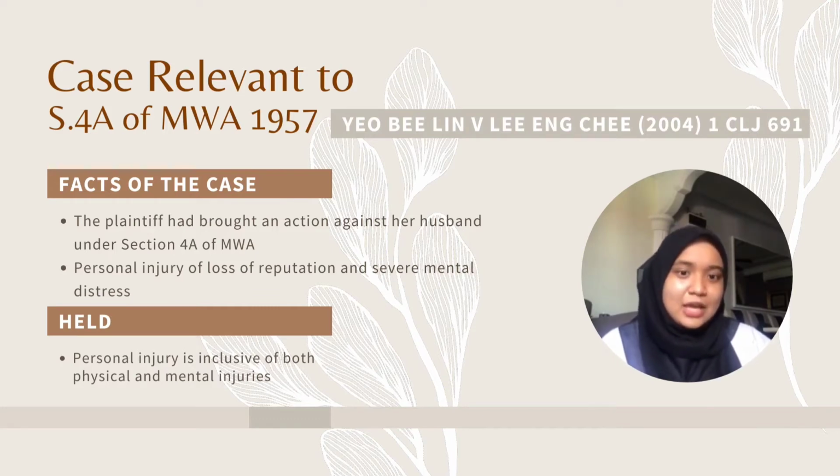The court held that when reading personal injuries or injuries to his or her person in Section 4A, there can be no distinction between that of a physical nature and a mental variety, as both are within the meaning of the provision. Therefore, personal injury is inclusive of both physical and mental injuries, such as the loss of reputation and mental distress suffered by the plaintiff. In addition to civil action, a criminal proceeding may be taken against a husband or a wife for inflicting personal injuries on the wife or husband respectively.